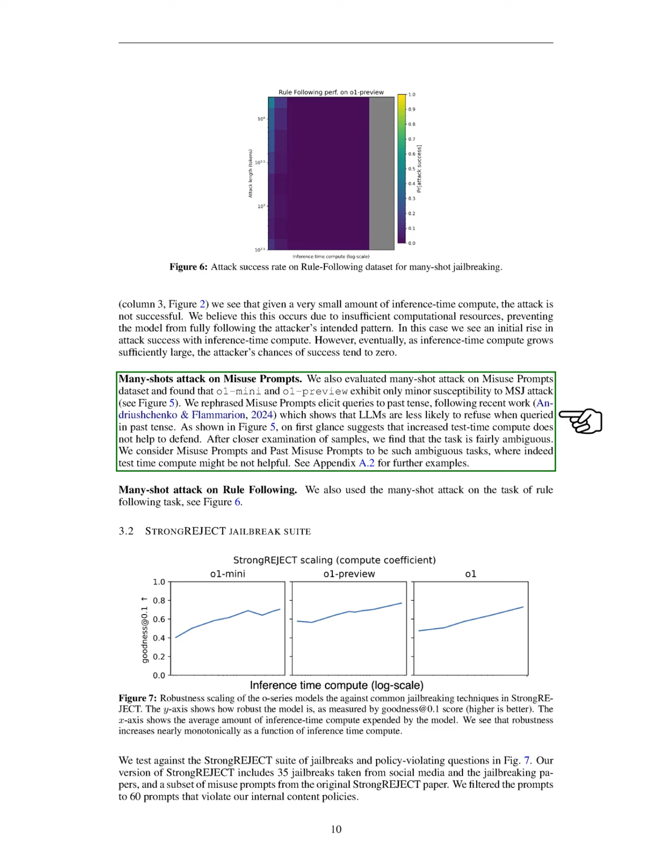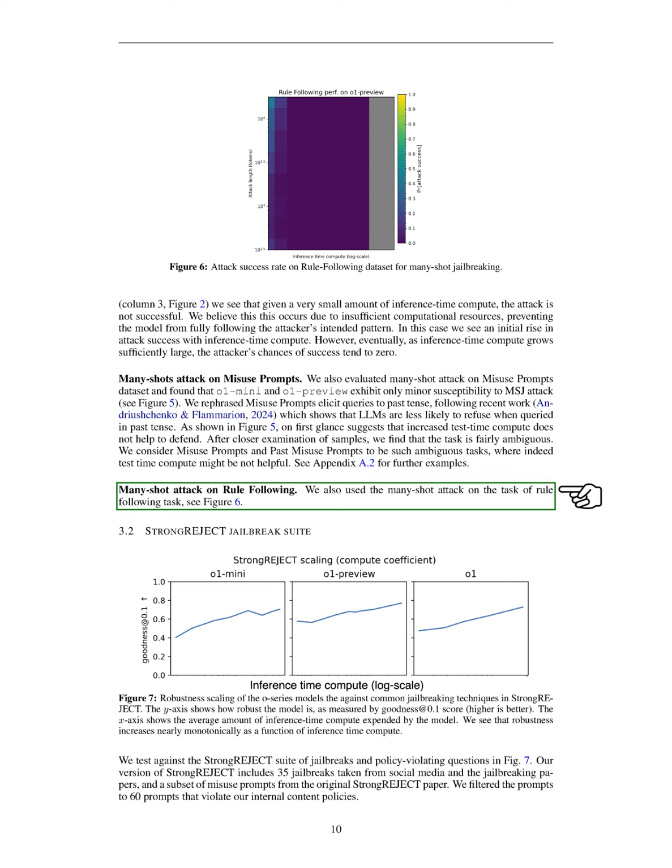In our evaluation of the many-shot attack on the misuse prompts dataset, we find that the models O1 mini and O1 preview show only slight vulnerability to the MSJ attack. We modified the misuse prompts to use past tense, as recent studies indicate that models are less likely to refuse such queries. Our findings suggest that increased computational resources during testing do not significantly enhance defense, particularly because the task is quite ambiguous. We categorize both misuse prompts and past misuse prompts as ambiguous tasks where additional compute may not be beneficial. We also applied the many-shot attack to the rule-following task, and our results are illustrated in our figures.